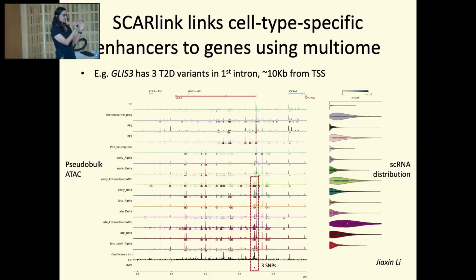These are enhancers that are specific to cell types, so we can figure out from just this simple model which enhancers are important for predicting gene expression in specific cell types. Okay, and in particular, there's this region with 3 diabetes-associated SNPs, and we can see it's important in specific cell types. It's in the first intron of the gene. It's about 10 kb from the transcription start site. So we can home in on what cell types maybe these genetic variants are affecting. Okay.